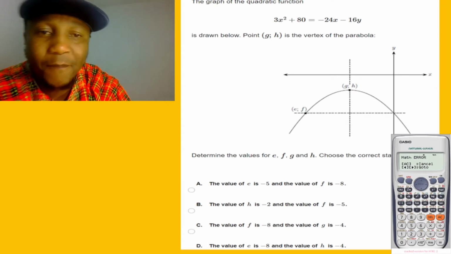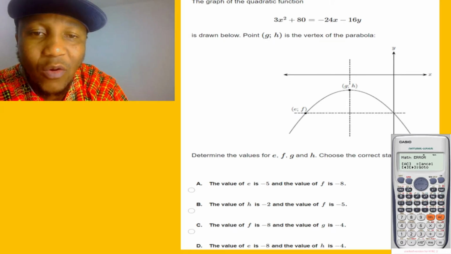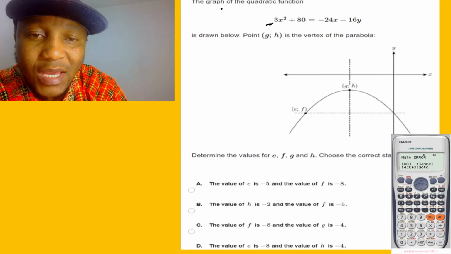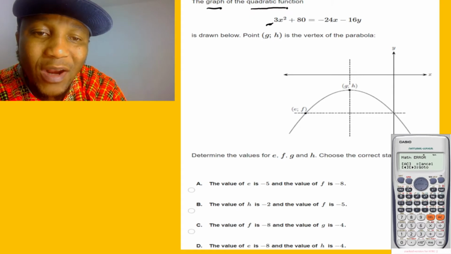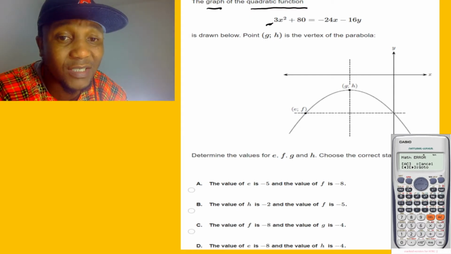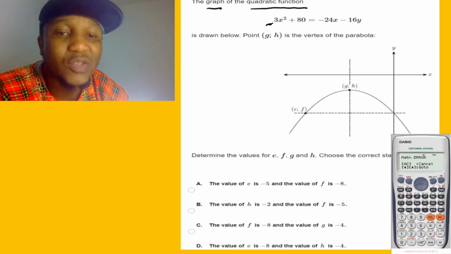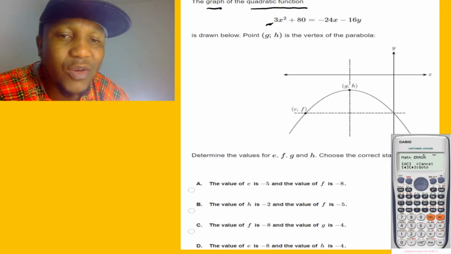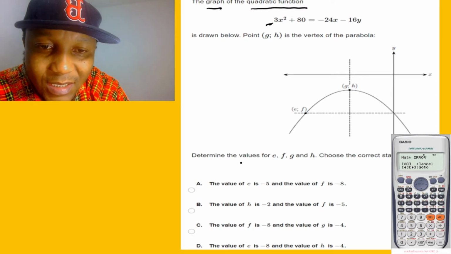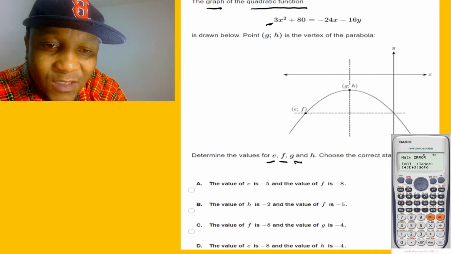So now look, let's say here, solve this question, right? This is a question where they give you the graph of the quadratic function. Oh, here's the function. Okay. So now let's say you have to determine the value of E, F, G, H. Means all these values here, and everywhere.